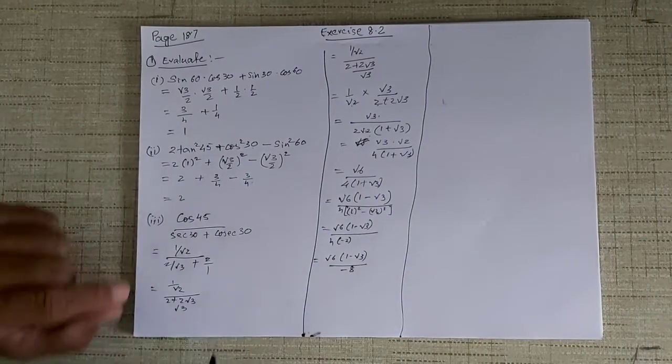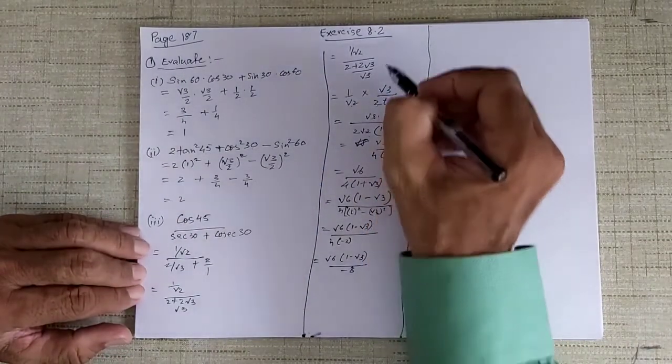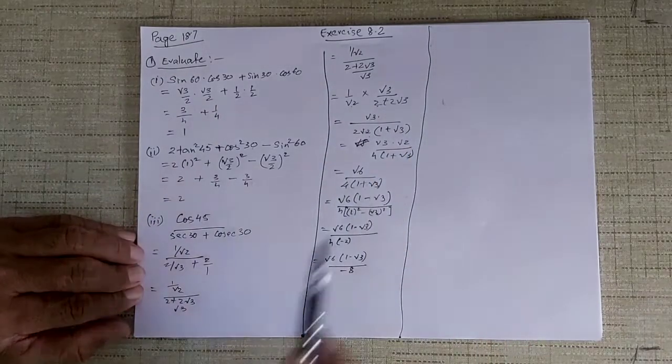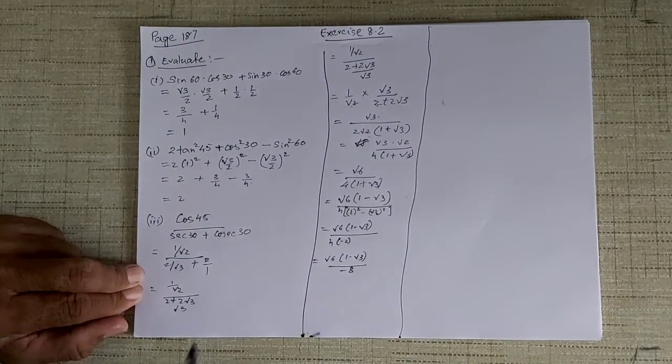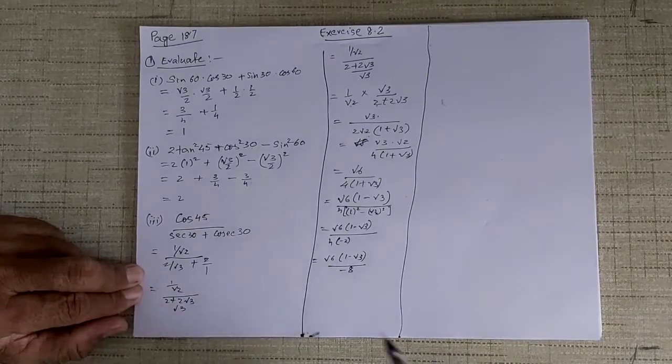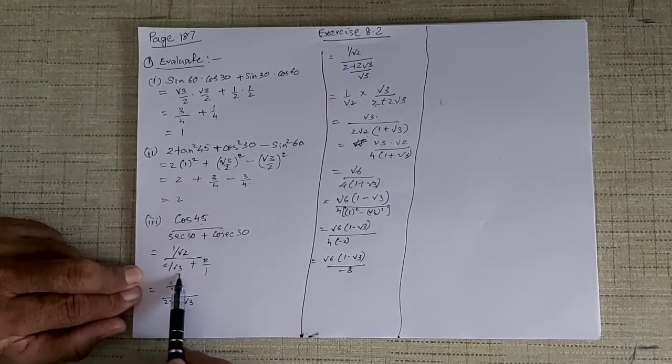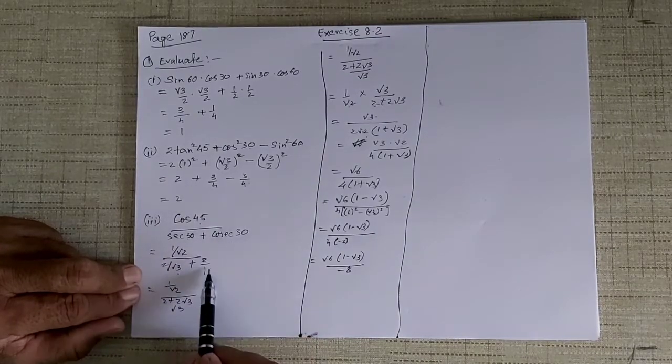But just remember one thing, it's possible that the answer may have been given something like this. Okay, the answer may have been given like this, but it is important to simplify it. You cannot just keep it as it is. Simplify it. Cos 45 is 1 upon root 2. Sec 30 is 2 upon root 3. And cosec 30 is 2.